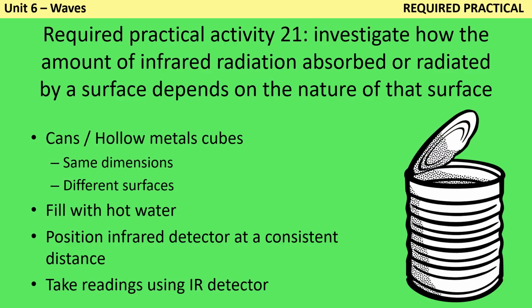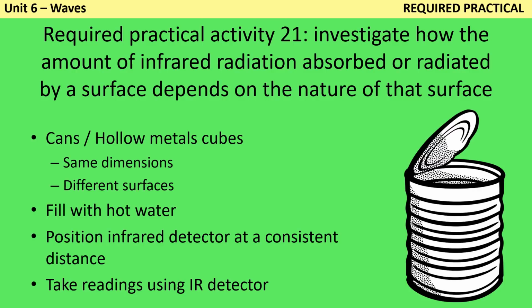The one required practical that's been named in the advanced information for this paper is about investigating how the amount of infrared radiation that is absorbed or radiated by a surface depends on the nature of that surface. So that could be something like, is it shiny or matte, or does the colour make a difference? So in order to test this, you're going to need a number of identical cans or hollow metal cubes. They need to have the same dimensions but different surfaces.